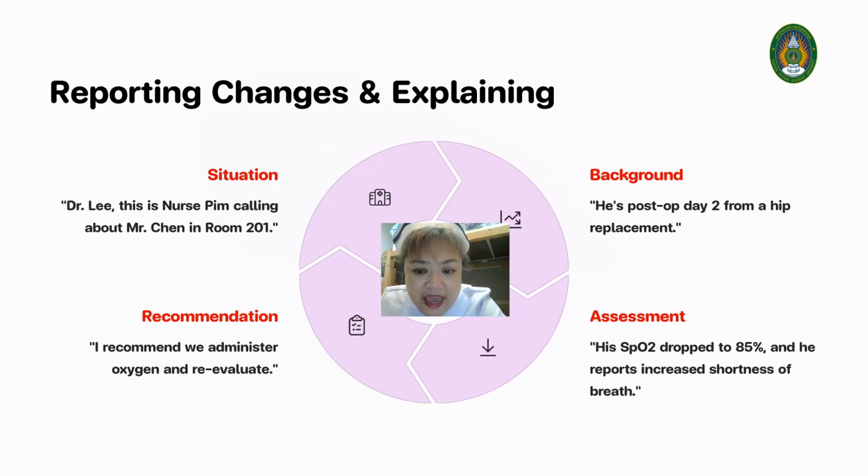Okay, we come to the A, Assessment. You have to tell the doctor what you have assessed from the patient. His oxygen level dropped to 85%, and he reports increased pain. He has shortness of breath, something like that. And then R, Recommendation: I recommend we administer oxygen and re-evaluate, something like that. Okay, and then the doctor will give the information, give the order after that. But you have to report in SBAR first.